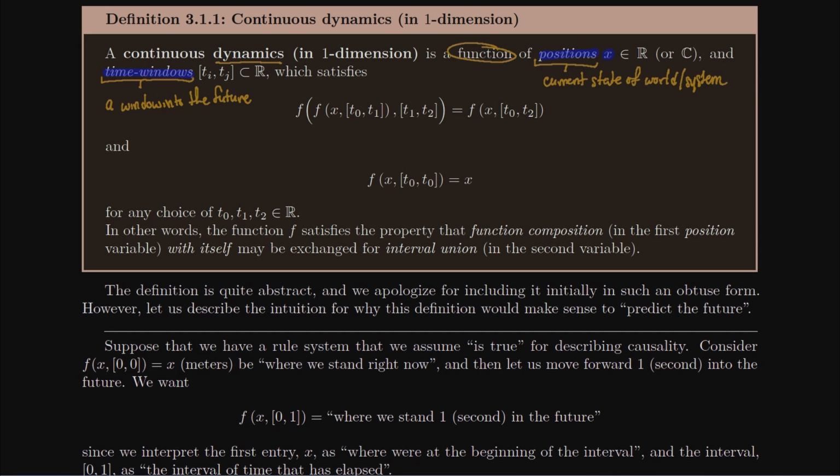Now, my position for now, I'm going to label with the variable x, and the time window, I'm going to label with the interval t sub i comma t sub j. I'm using these subscripts just to denote two arbitrary times. So there's just some window over which my function is going to interact. Well, this function needs to satisfy two properties.